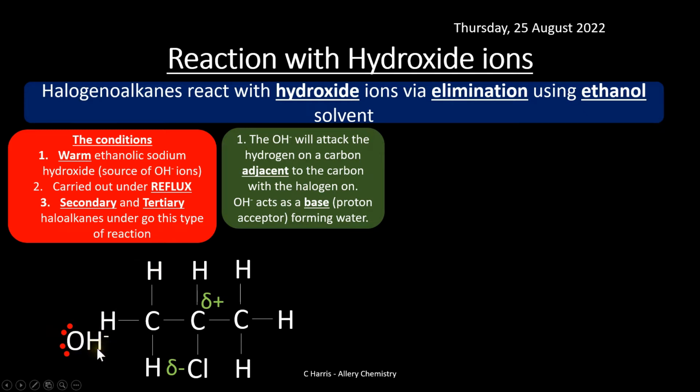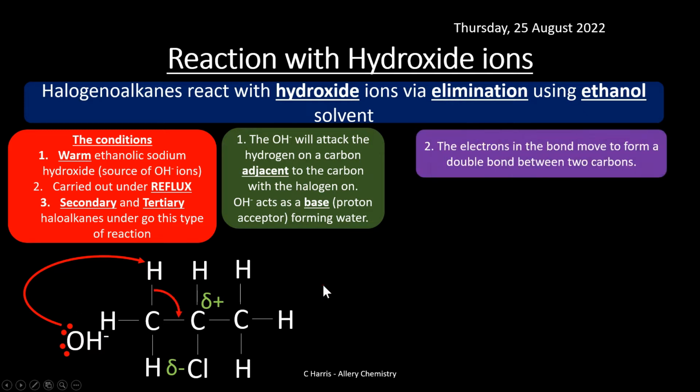So your OH minus acts as a base, it's a proton acceptor, and it's going to attack the hydrogen on a carbon that's adjacent to the halogen. So it's either going to be here or it's going to be here. Okay, so let's have a look. So you've got your OH minus, that's going to go in for the hydrogen atom on the top here. And then the electrons in the bond move to form a double bond between two carbons. So you can see here, this is going for the proton, and then these electrons will move down into this bond to form a double bond, which is down there.